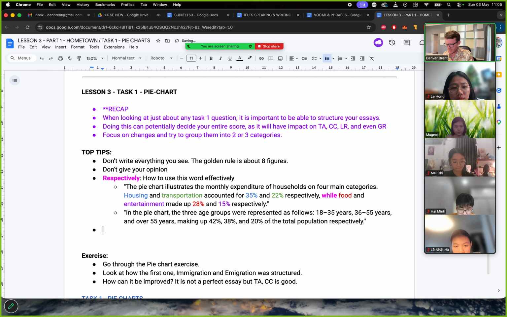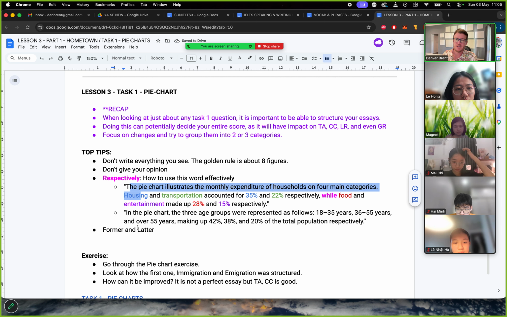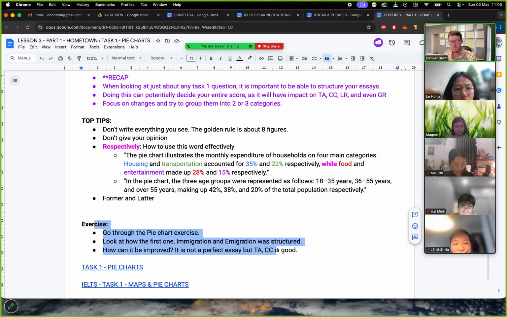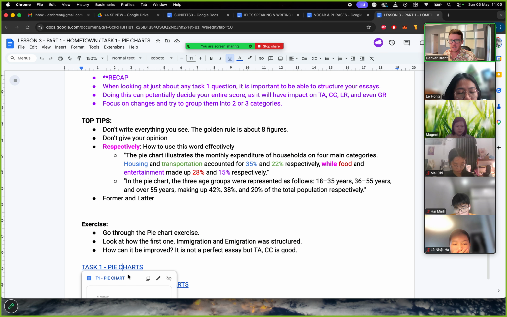I'll do it like this later. The former and latter. That just means like the first one. The former is the first one. The latter is the last one. But I'll give you another exercise on that later. Okay. So here we're gonna do pie charts. Let's have a look.